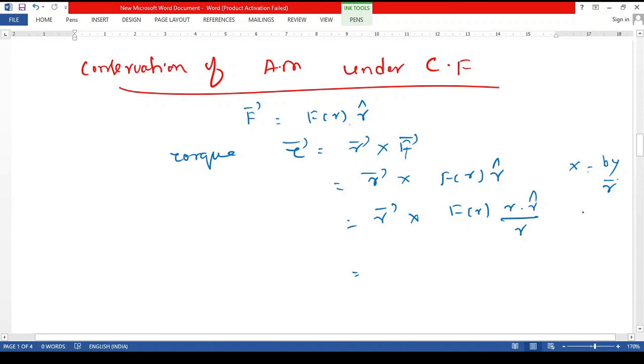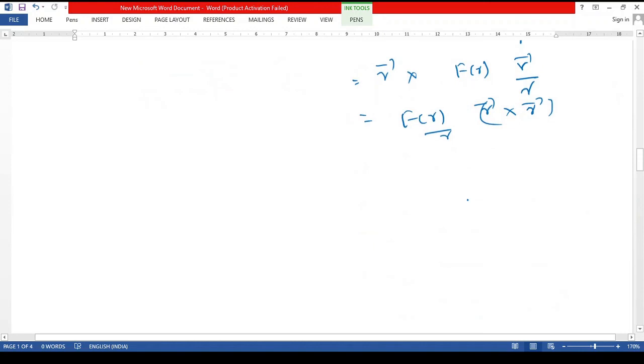r into r cap is the vector r. Therefore we get F of r divided by r into vector r, and we can take F of r by r outside, giving F of r by r into vector r cross vector r. The cross product of the same vectors is equal to 0. Therefore tau is equal to 0.